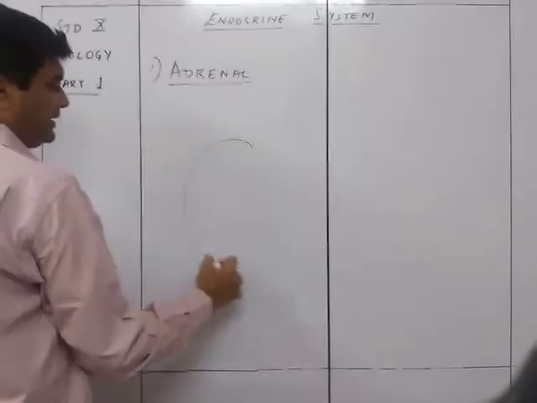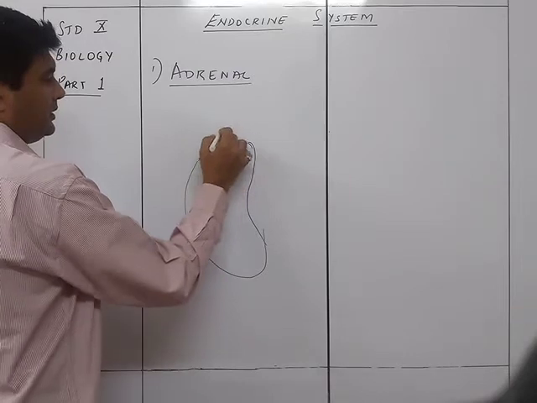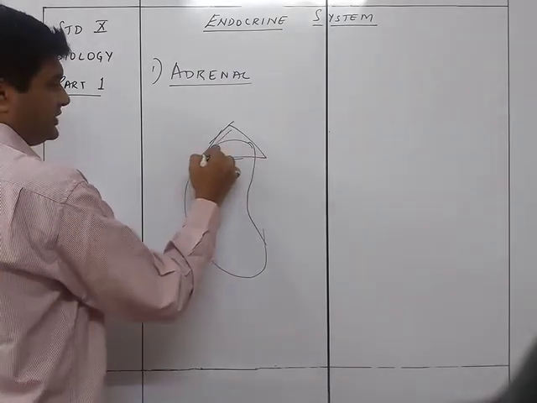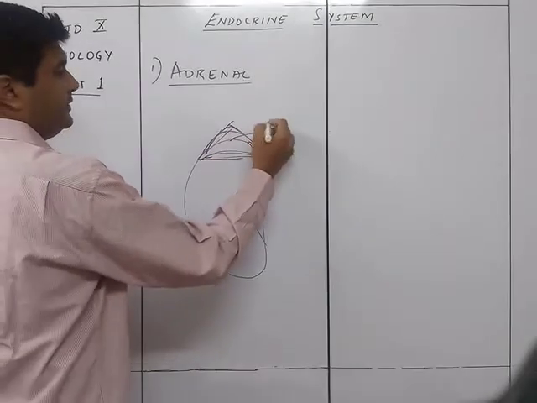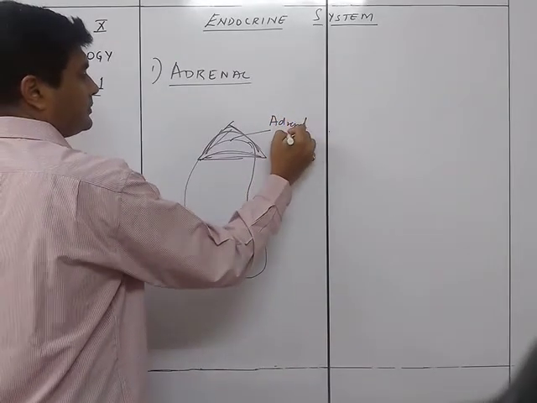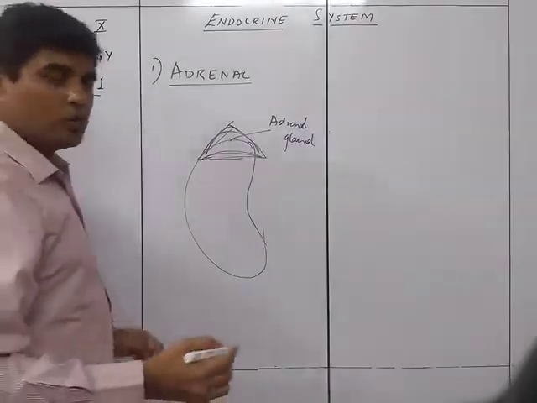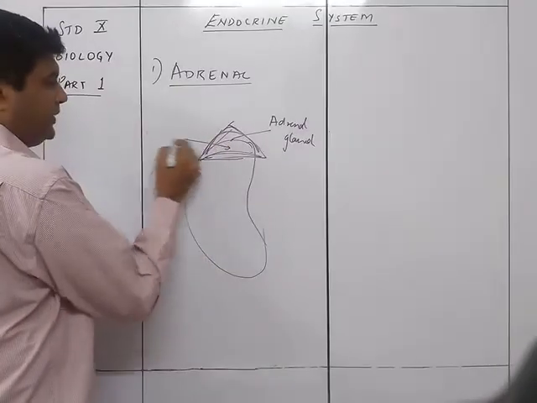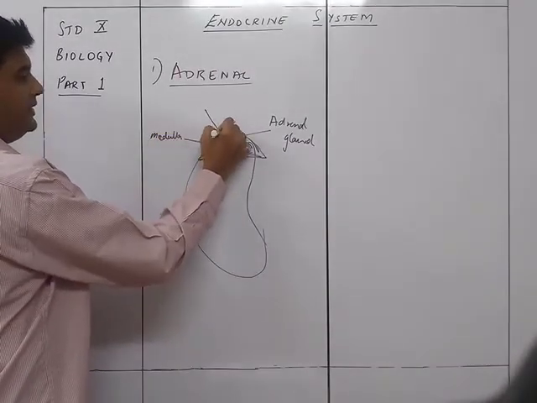Now adrenal gland, if this is the kidney, then on top of the kidney there is a triangular cap-like structure. So this triangular cap-like structure, what is it? This is the adrenal gland. And as usual, for any particular part there are 2 parts. The inner one is medulla and the outer one is the cortex.